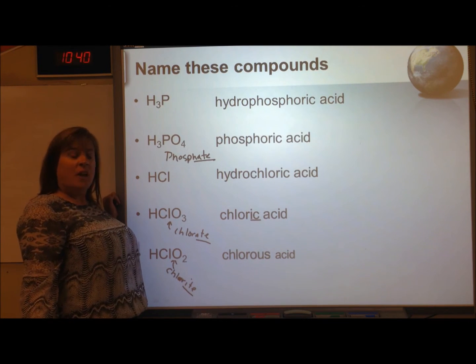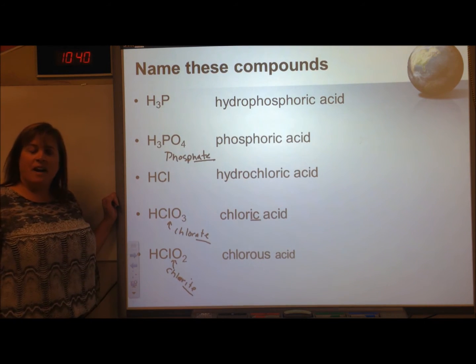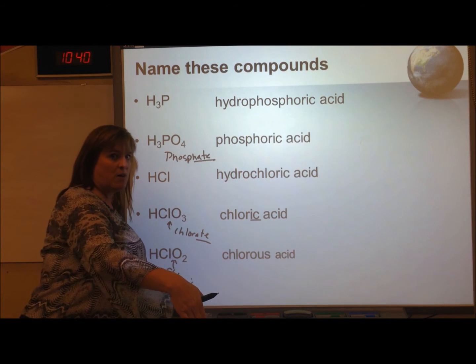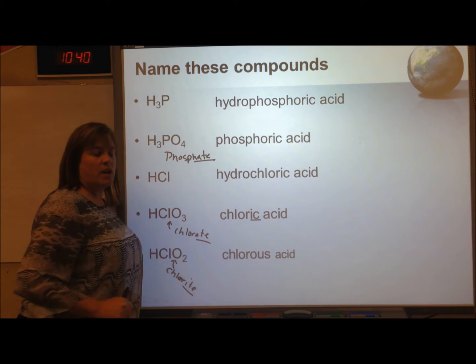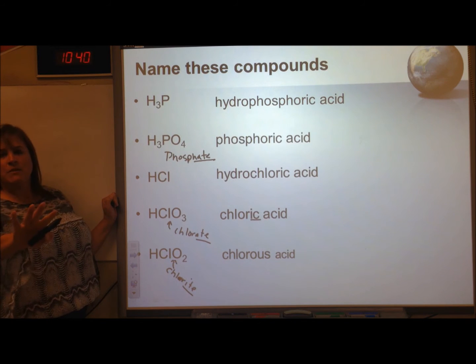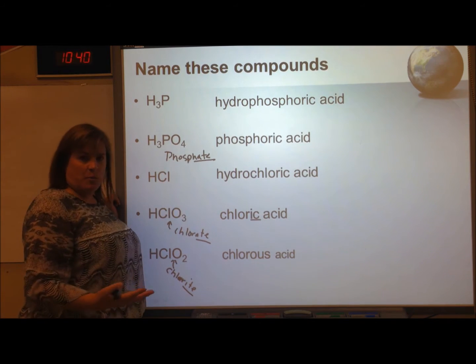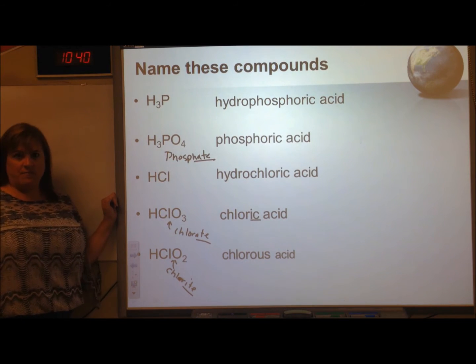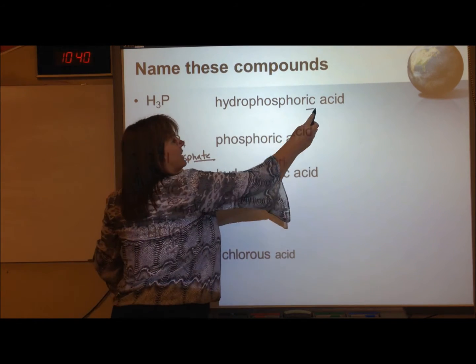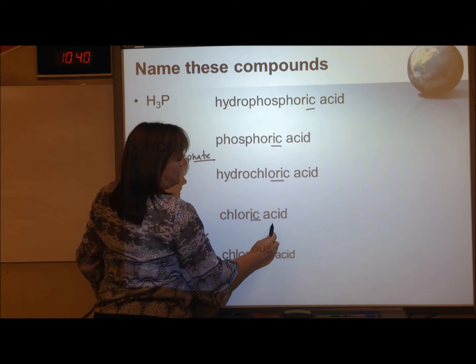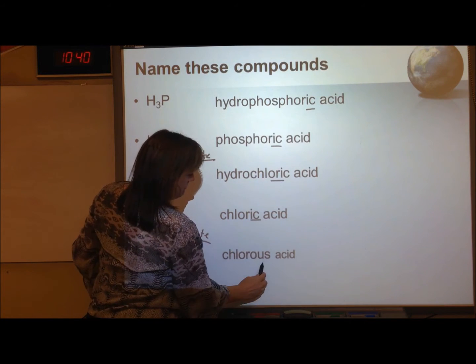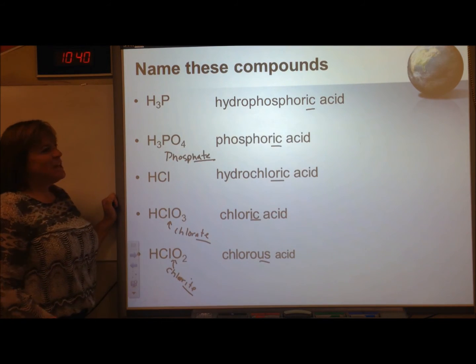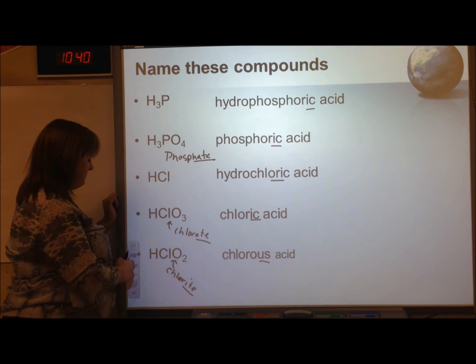How'd you do? Well, that's naming. So hydro if it's only bound to one other nonmetal, hydrogen with one other type of element. And if there's a polyatomic ion, no hydro. But all of them should end in acid. So your endings are either going to be ic, or they're going to be aus. But they always end in acid.